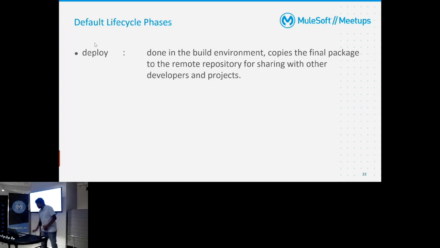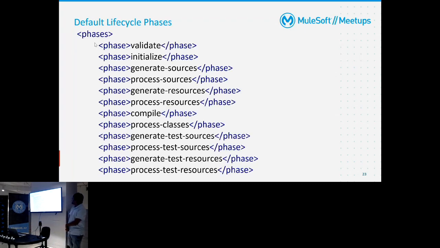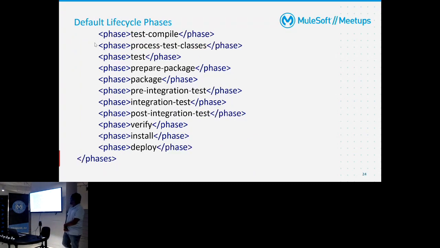So if you see, there is validate, then you have initialize, then you have generate sources, process sources, then generate resources, process resources, compile, process classes, generate test resources, process test resources. Then we have again test compile, process test classes, test, prepare package, package. Some are related to integration test: pre-integration test, integration test, post-integration test, verify, install, and deploy.